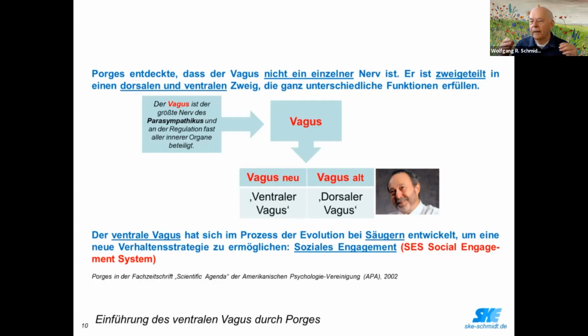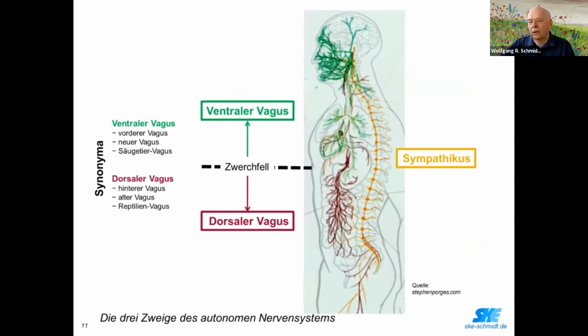So the social engagement, for example, shows in the coherence of a group of mammals, a family or a pack. And in modern life, this could be a company, a company department, a group of colleagues, a group of friends. So the ventral vagus is, so to speak, the latest development in humans.